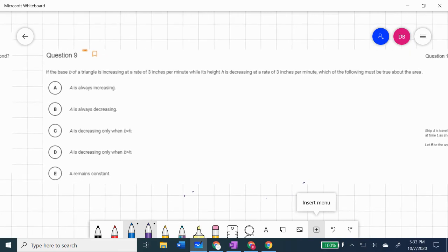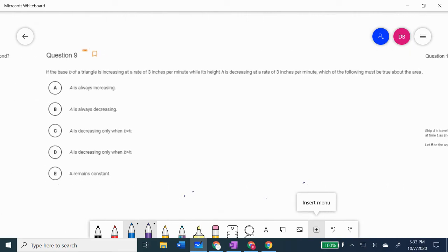All right. We've got a base of a triangle that is increasing, so dB/dt is positive 3 inches per minute. The height is decreasing at 3 inches per minute. dH/dt is negative 3.